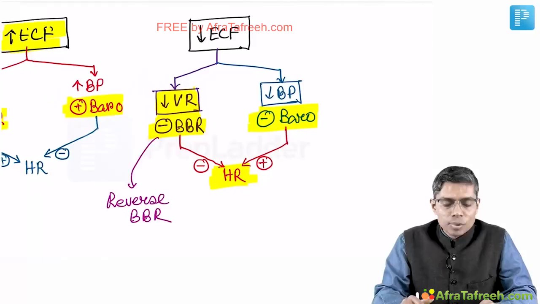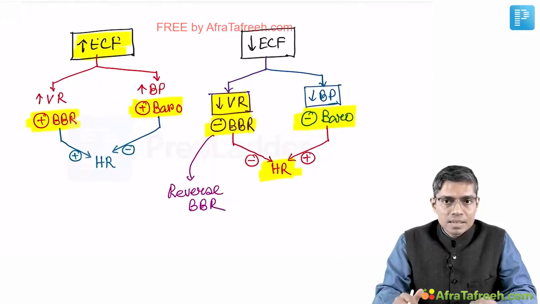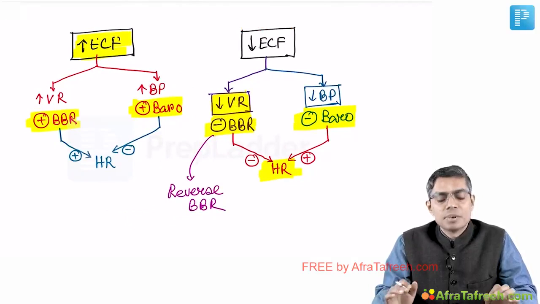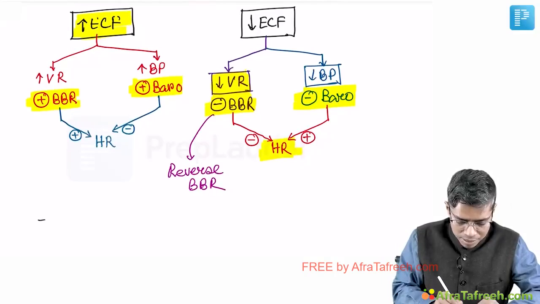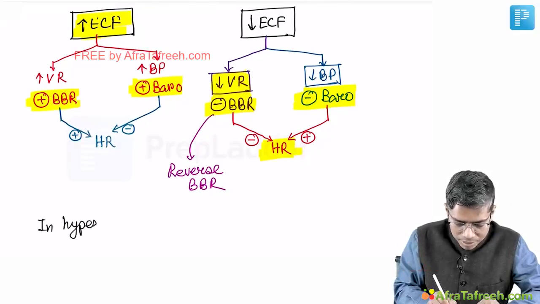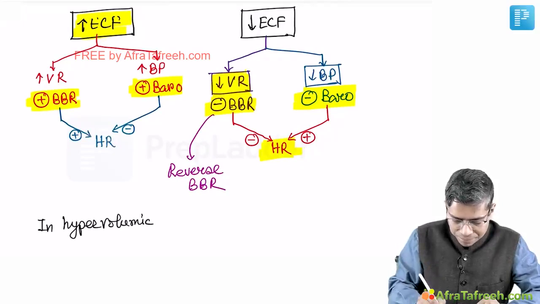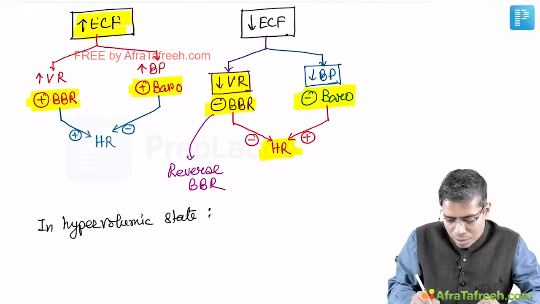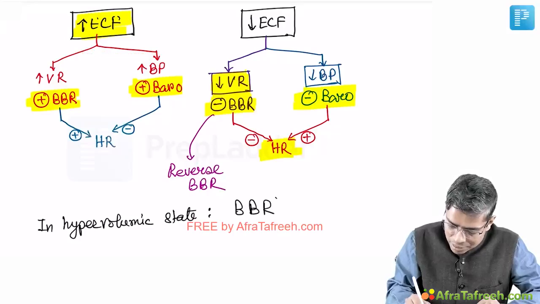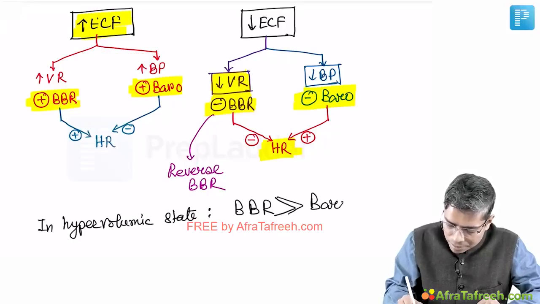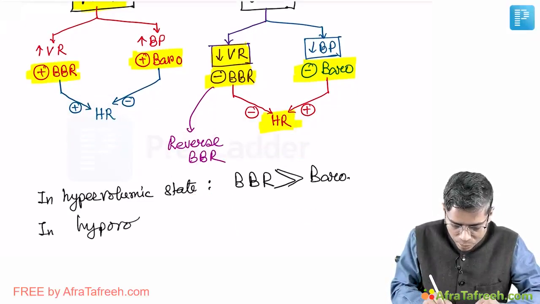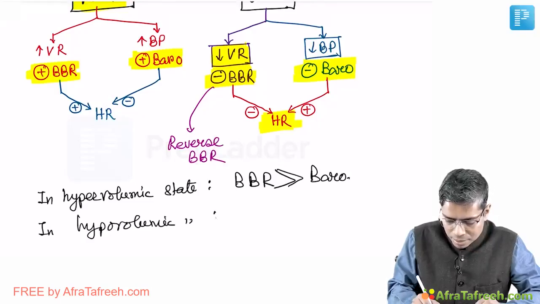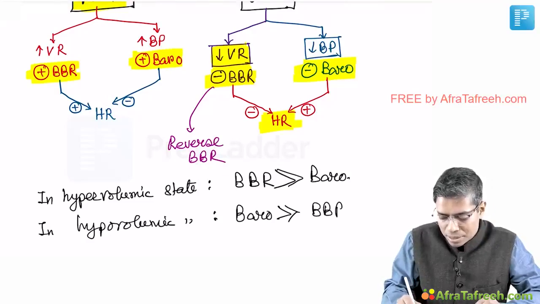So how will the body decide whether the net heart rate will increase or decrease? Remember, I am concluding, in hypervolemic state, always the Bainbridge reflex is dominant over the baroreceptor reflex. And in hypovolemic state, the baroreceptor reflex is more dominant than the Bainbridge reflex.